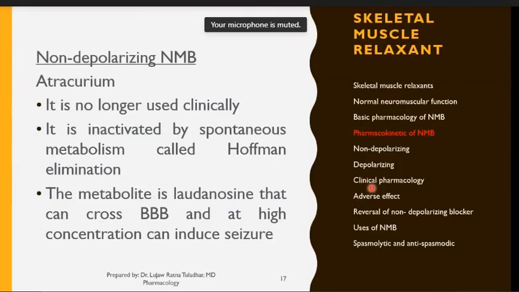Now, among the non-depolarizing, we have one drug that is called atracurium, which is no longer used clinically. Hospital practice में use हुँदैन, तर तैपनि हामी पढ्छौं. किन पढ्छौं? Because of two things. One is, it is among those few drugs that undergo spontaneous metabolism.